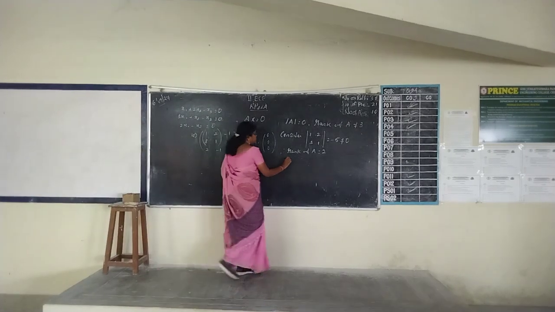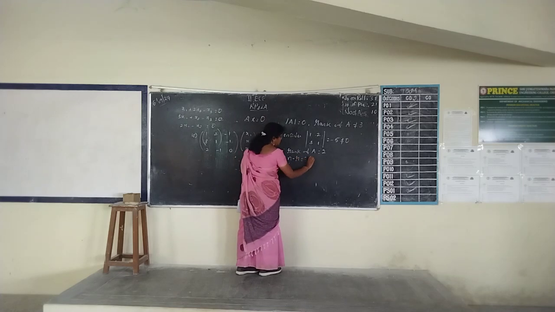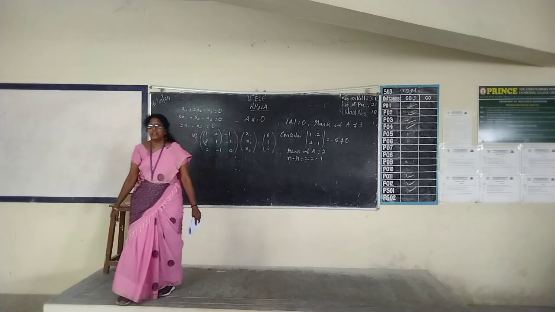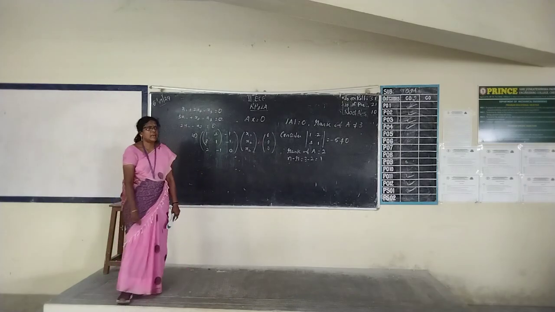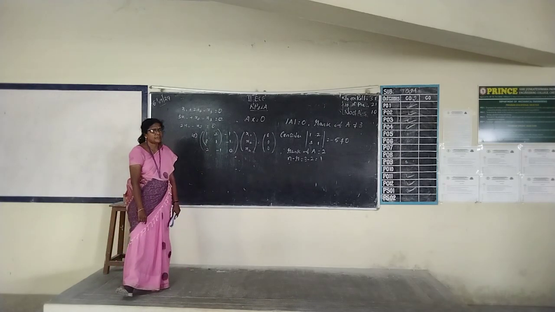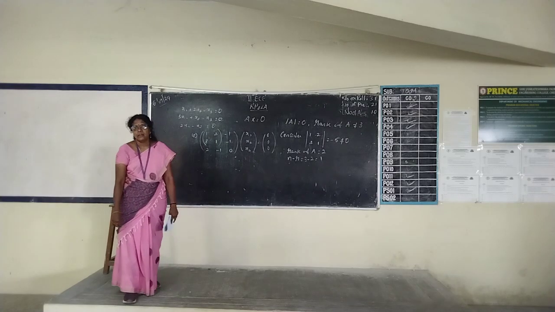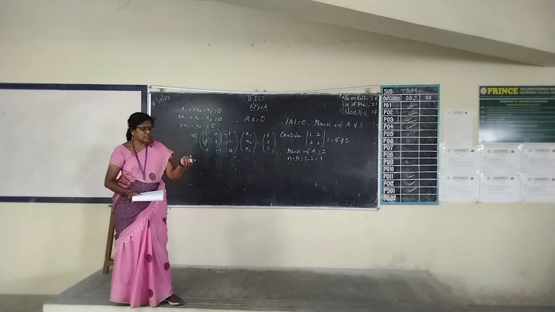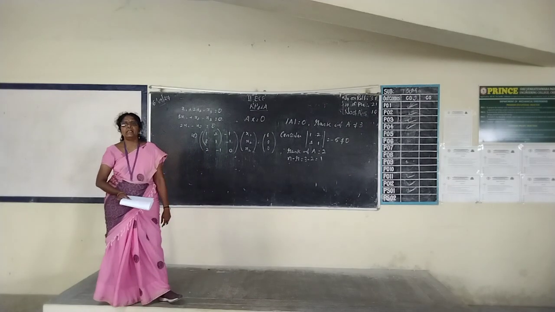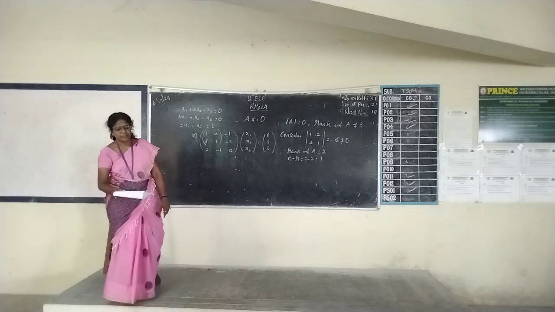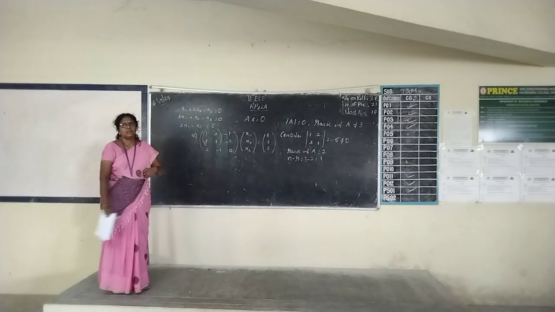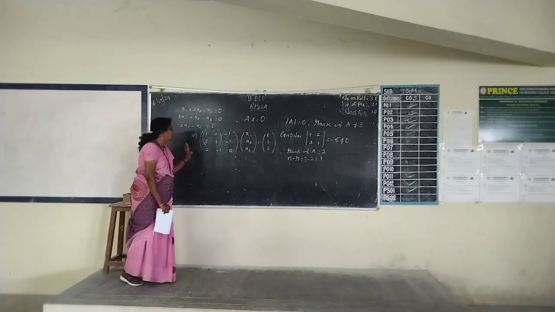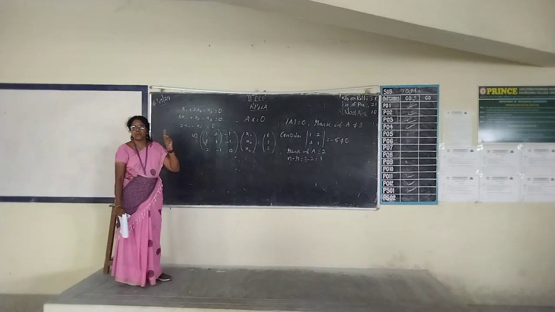Since n minus r equal to 3 minus 2 equal to 1, there exists only one linearly independent solution. We are searching for a non-trivial solution, not a non-zero solution. So now we have checked that there is only one solution.